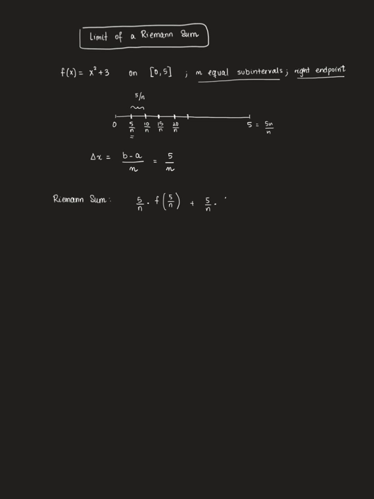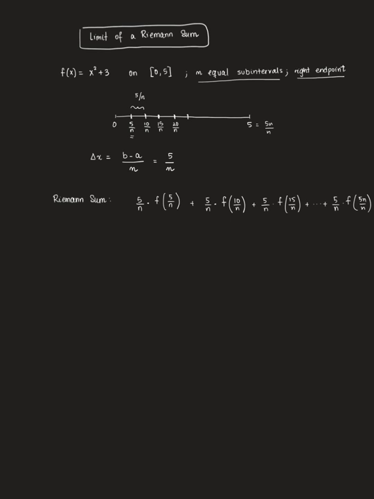The next height will be the function value at 10 over n, which is the right endpoint of the next interval. Then 5 over n times f of 15 over n, and we can keep going, but I already see a pattern. So I'm just going to write the very last term. There's our width, 5 over n times f of 5, which is 5n over n.